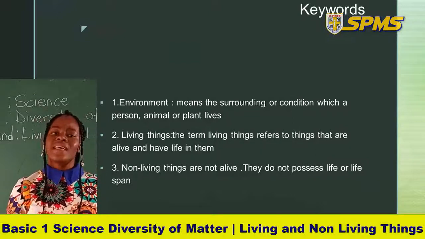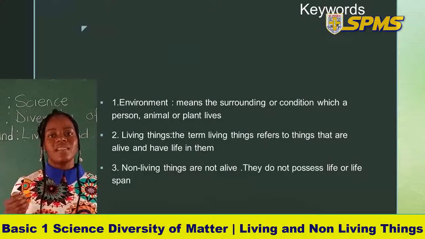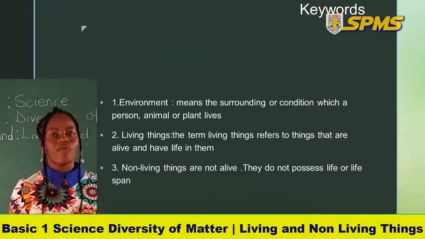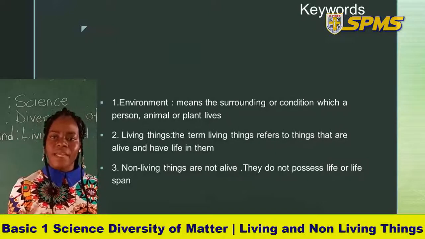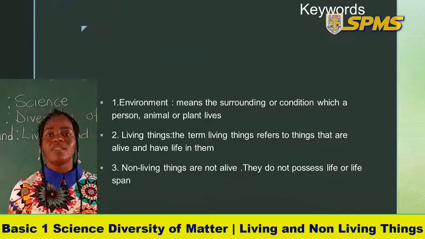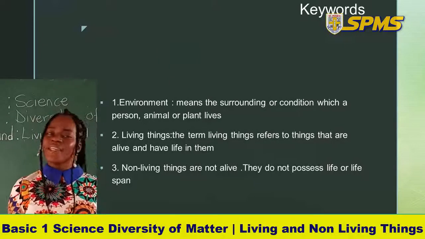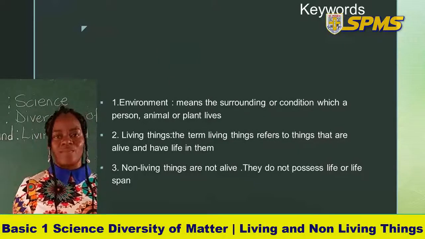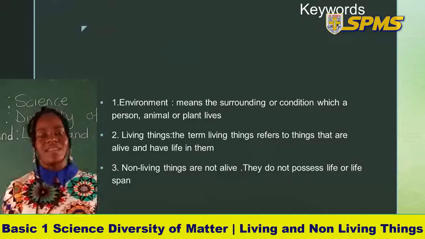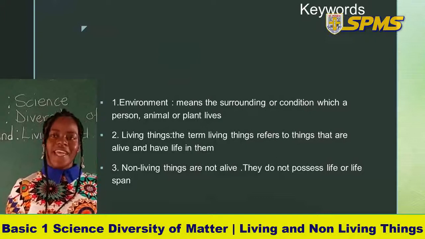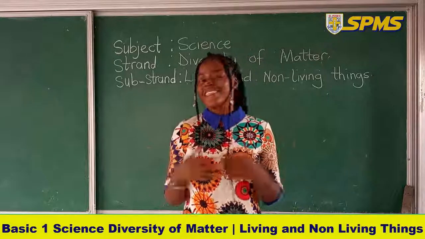Now let's look at living things. The term living things refers to things that are alive and have what? Life in them. Now non-living things means things that do not have what? Life. They do not possess life at all, and they do not have lifespan. So you can see that living thing is the opposite of what? Non-living thing. Good.